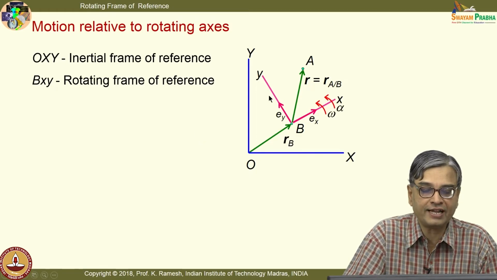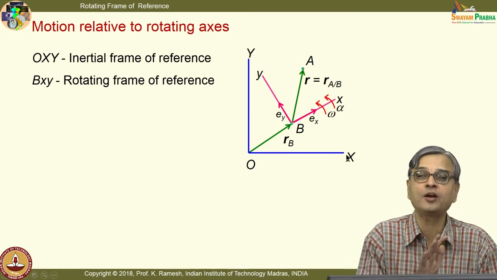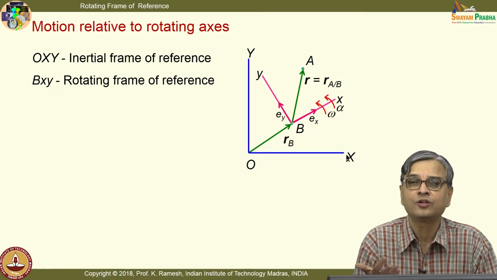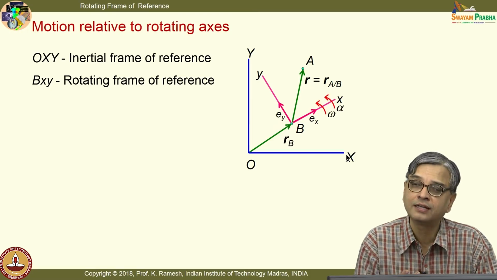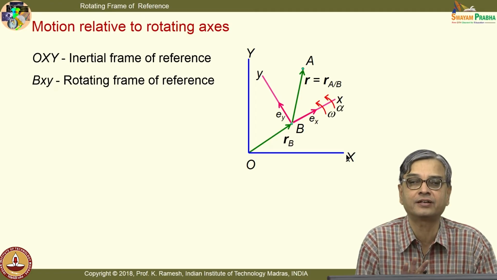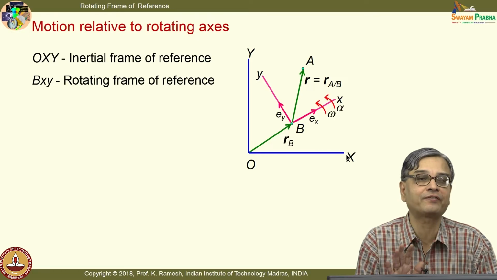So, this rotating axis can have an angular velocity as well as angular acceleration. We are not putting any restriction on it. In some problems, you may have only angular velocity. In some problems, you will have both angular velocity and angular acceleration. We are not putting any restriction. We are only going to view with a rotating frame of reference.